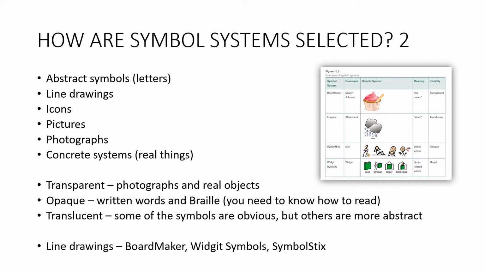And those are some of the symbols that are obvious, but others are more abstract. So let's say a rain cloud. It could represent rain, but it could also mean a sad day, right? So that means depending on the context of the situation, how people are using it, it could be one or the other. So it's sort of maybe the right word or the right feeling, but it doesn't necessarily mean the same thing to everyone. And of course, line drawings, there is Boardmaker, Widgit symbols, and SymbolStix, which are ones that the book recommends, and they are actually very, very popular. Boardmaker is probably the most popular of the three.